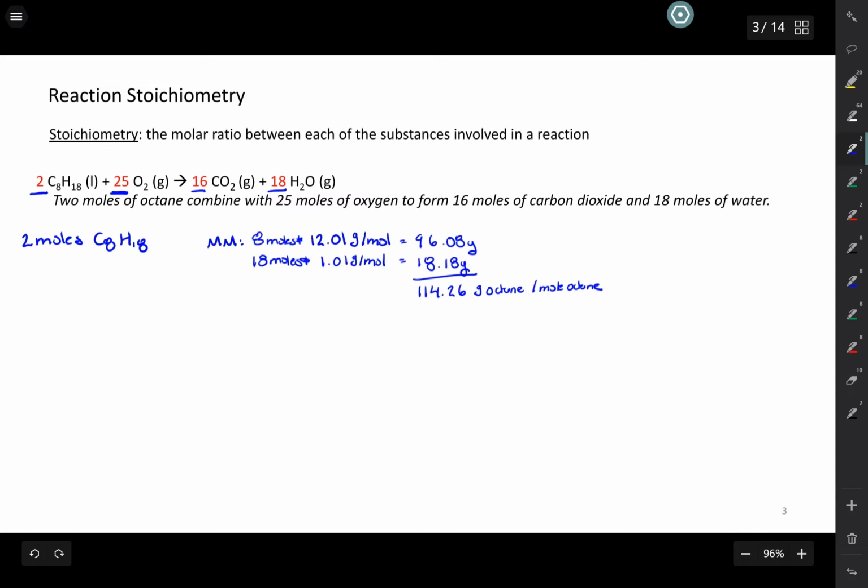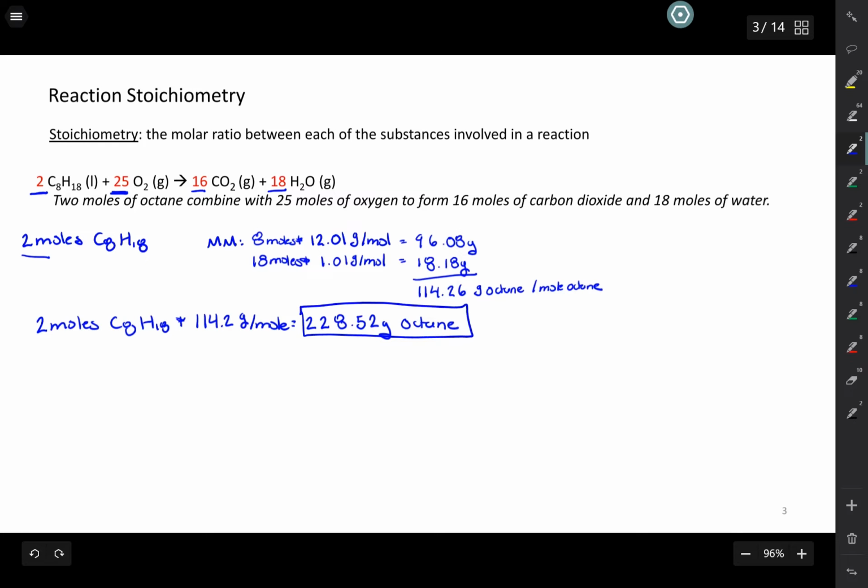So if we want to figure out how many grams of octane we're starting with, if we start with 2 moles, that's simply 2 moles of C8H18 times 114.2 grams per mole. So we're looking at a mass of 228.52 grams of octane. This is what we started with.